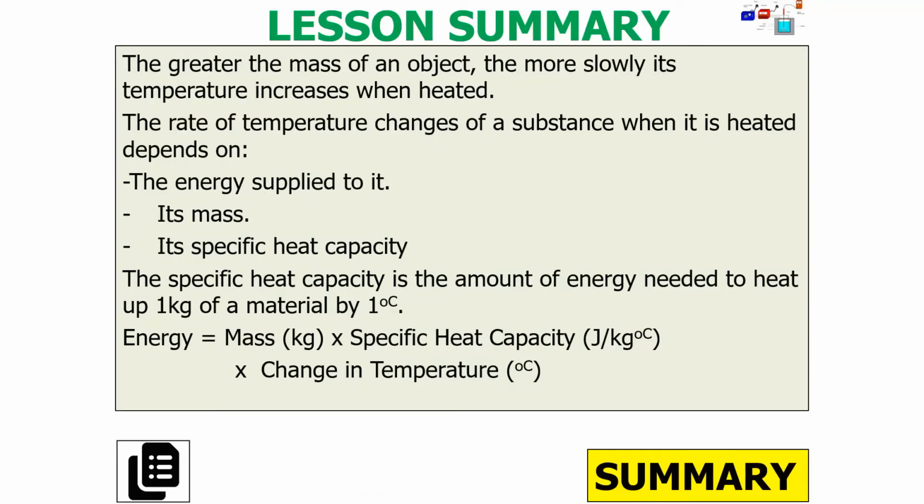So, what have we learnt in today's lesson? The greater the mass of an object, the more slowly its temperature is increased when heated, and the rate of temperature change of a substance when it's heated is dependent upon the energy supplied to it, its mass, and the specific heat capacity, which is the amount of energy to heat 1 kilogram of material by 1 degree Celsius. And we know that energy in joules is equal to mass in kilograms times specific heat capacity in joules per kilogram degree Celsius times the change in temperature. And we can use that equation to work out the specific heat capacity by experimental methods.